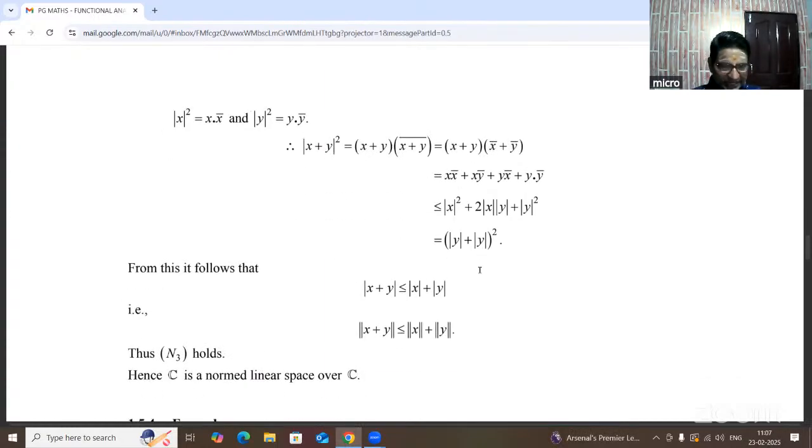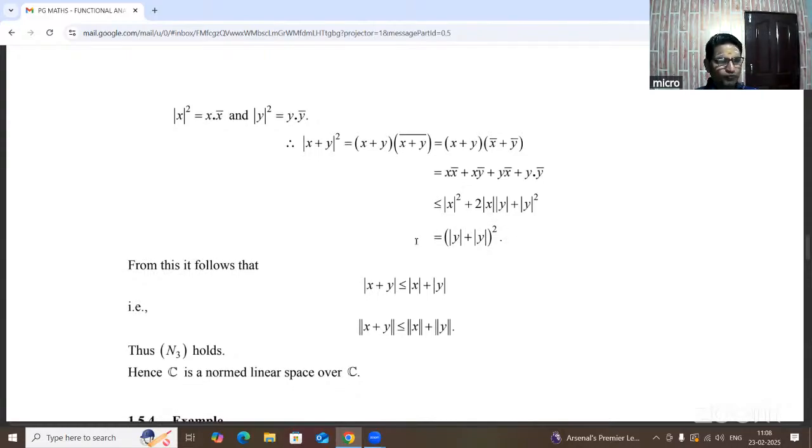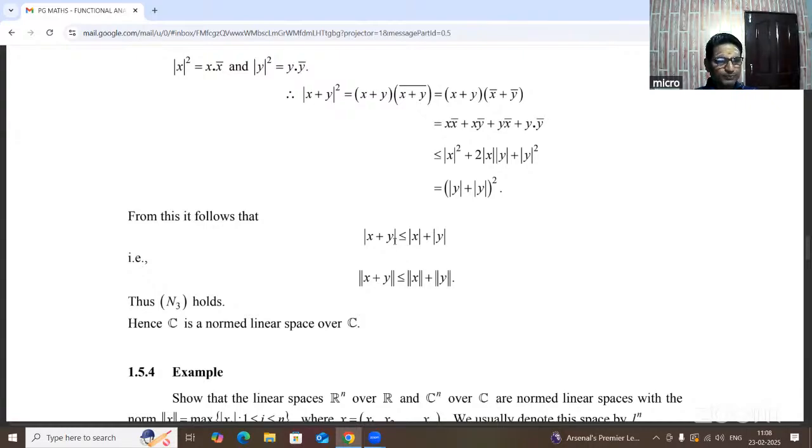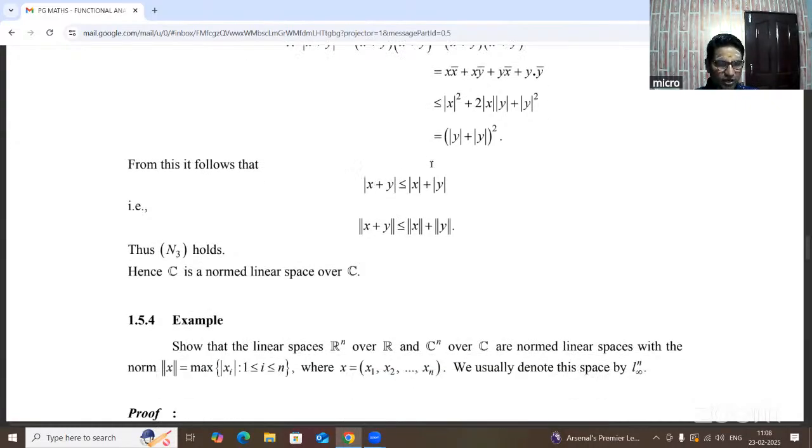So we have proved that this is at most mod x plus mod y whole square. Students, this is also one of the mistakes. Please rectify this mistake. This is mod x, not y. Mod x plus mod y whole square from the above expression. So finally, it follows that mod x plus y is less than or equal to mod x plus mod y, and that is the absolute expression.